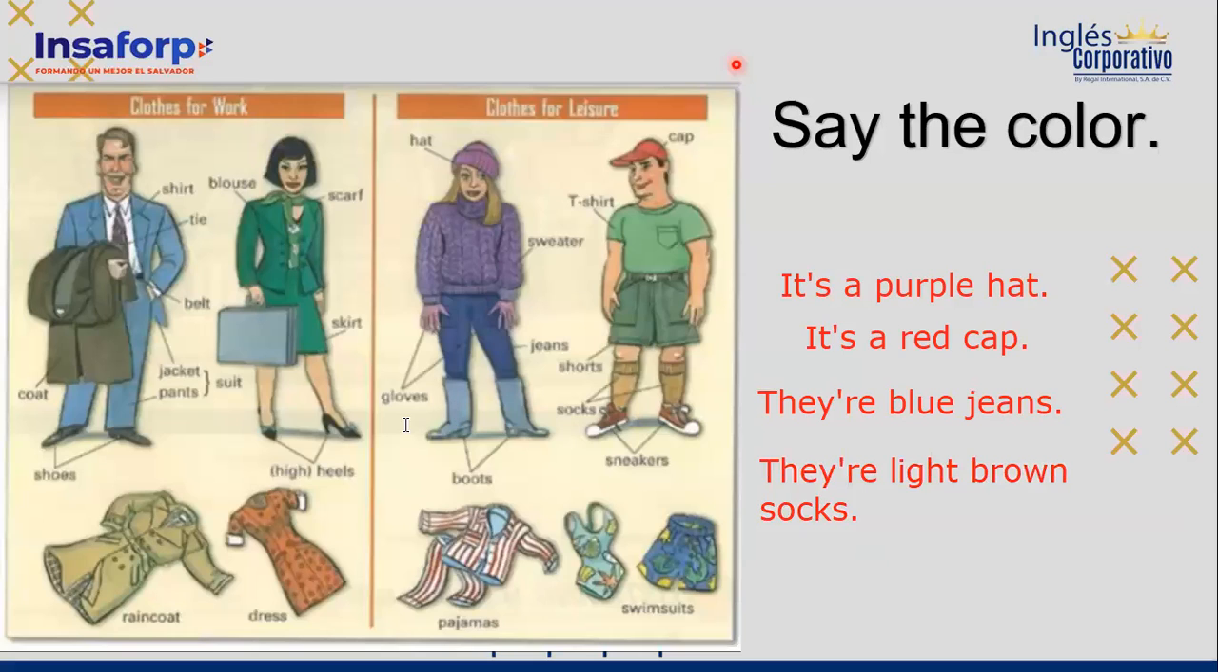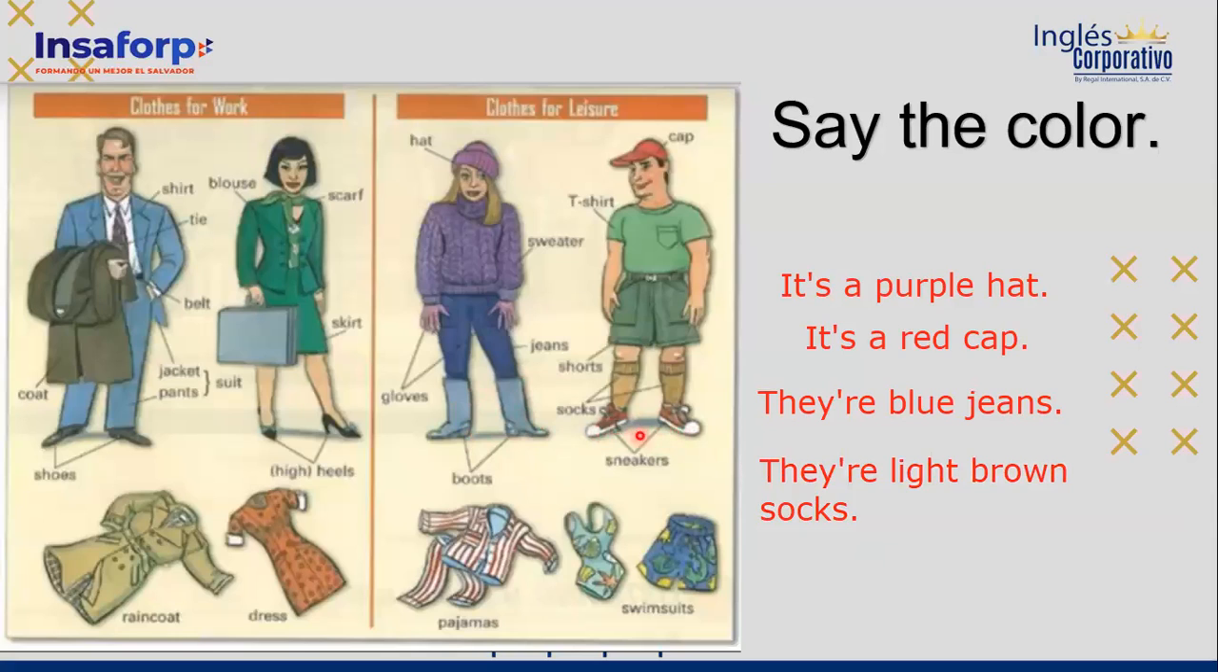And what about these ones? What about these other ones? They are light blue boots. Okay, they are light blue boots. Excellent. And what about this one? They are red sneakers. Okay, they are red sneakers.